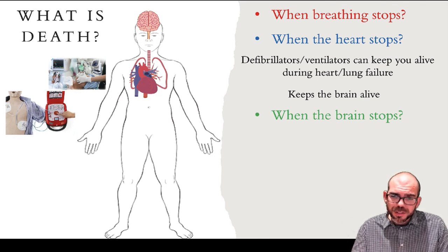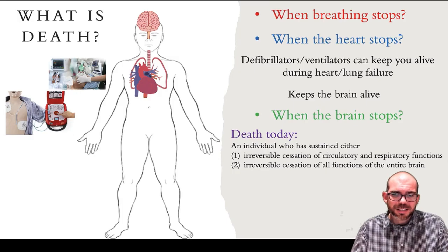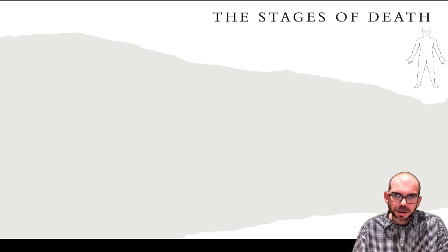For legal purposes today, death is defined as occurring to an individual who has sustained either irreversible stoppage or cessation of their circulatory and respiratory functions, we're no longer able to get them to start back up, or irreversible cessation of all functions of the entire brain. When a person dies, their body goes through stages.